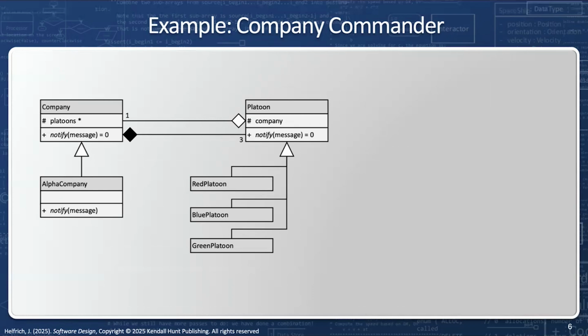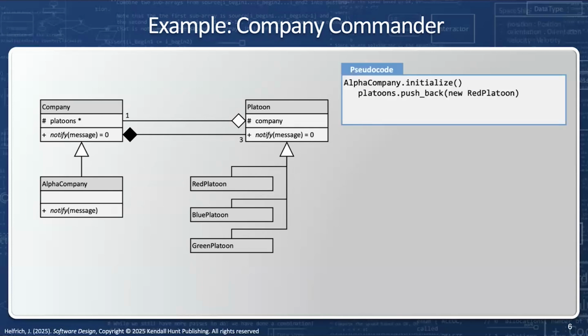Now, there could be many different types of companies, but this one is going to be Alpha Company. So Alpha Company will instantiate the notify message. Now, there's going to be many different kinds of platoons, and each platoon will have its own instantiation of notify as well. So when I create Alpha Company, then I'm going to have to push back my red platoon, my blue platoon, and my green platoon, and now I'll have my collection of platoons.